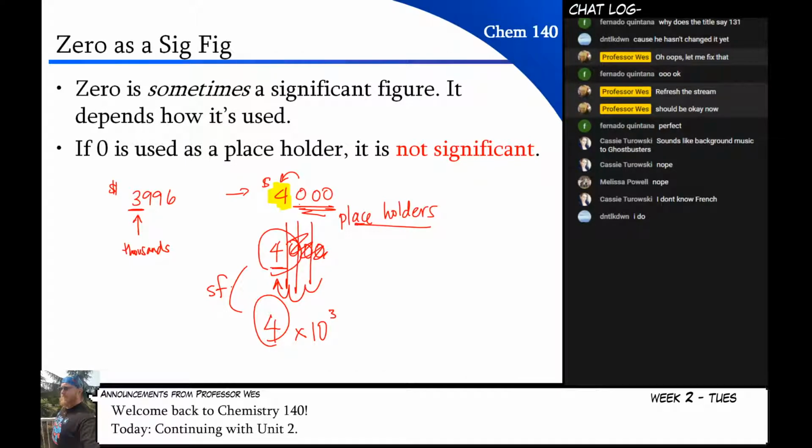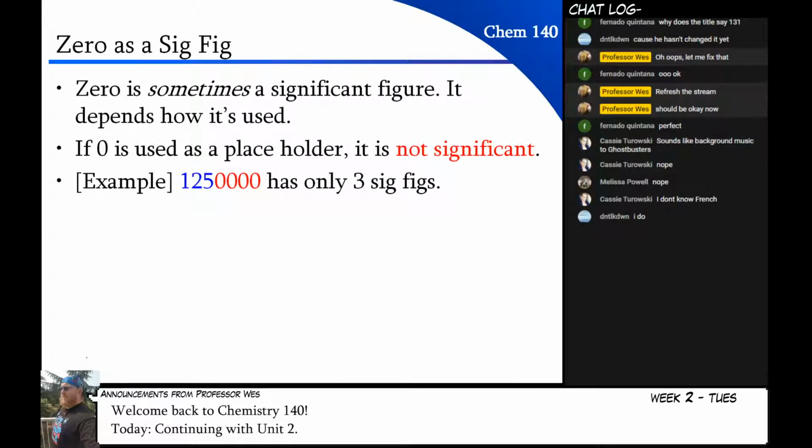All right. So as you can see, my 4,000 is a crude measurement, but 3,996 is much more reasonable. We're going to talk about different situations and different numbers of sig figs and also precision and accuracy as we go on. But anytime you see 0 and it's used specifically as a placeholder, it's not intended to be significant.